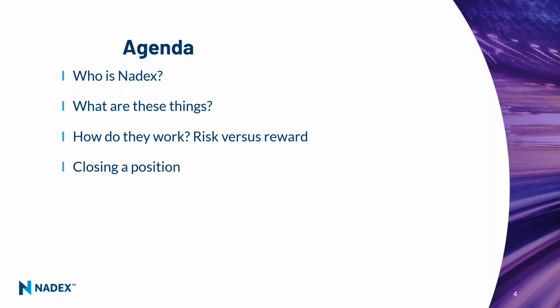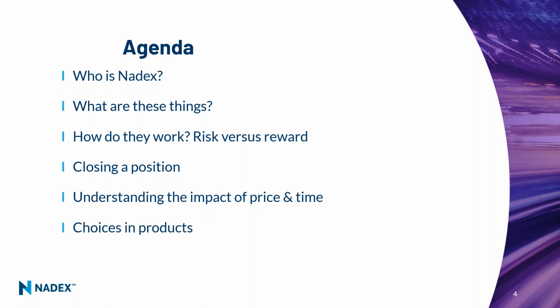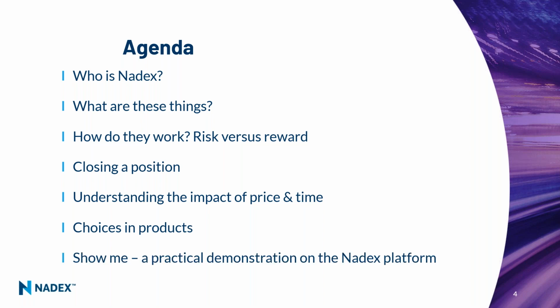And putting a position on is one thing, taking a position off is another. It is a very critical step in the process. I am going to discuss that as well. And then I'm going to talk about understanding how the price of binary options can fluctuate. And we are going to go through some examples so you can see how the price of a binary option moves around. We'll talk about some of the choices that you've got.